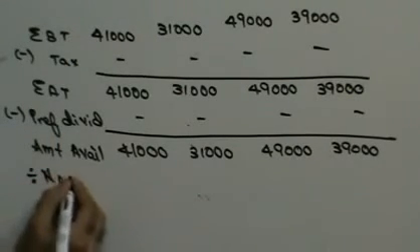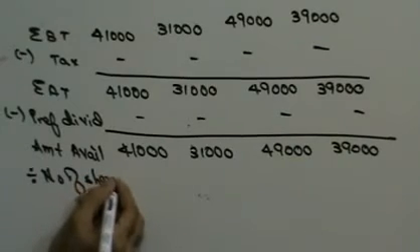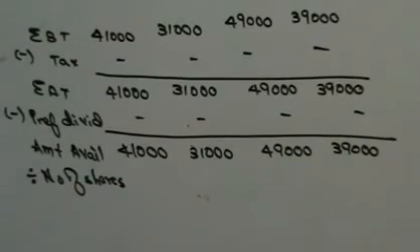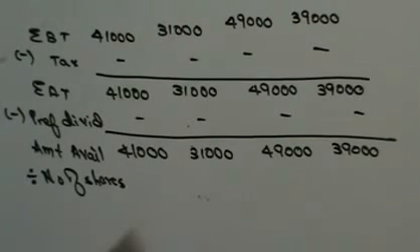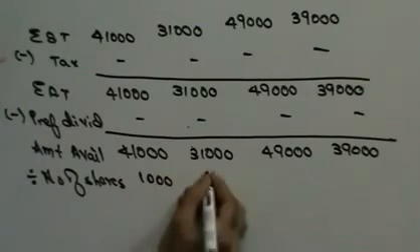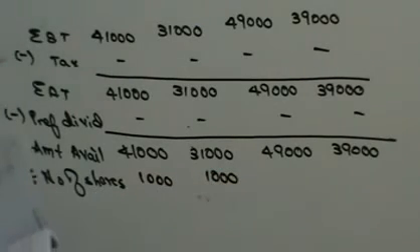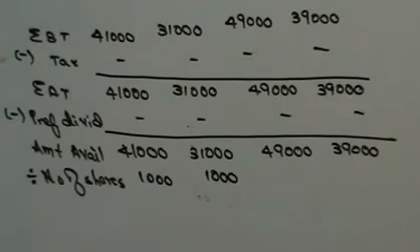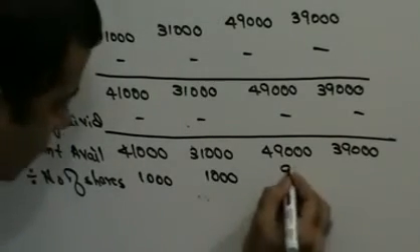number of shares. Now in the case of S Limited, my equity share capital is 10,000 and each share is of 10 rupees, so 1,000. In the case of G Limited, your equity share capital is 90,000, each share is of 10 rupees, so 9,000.